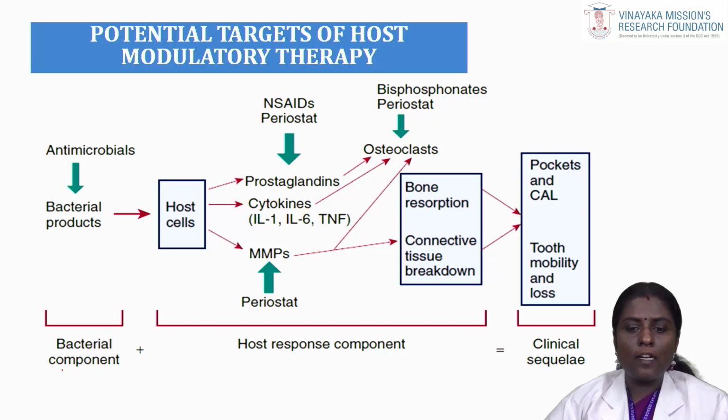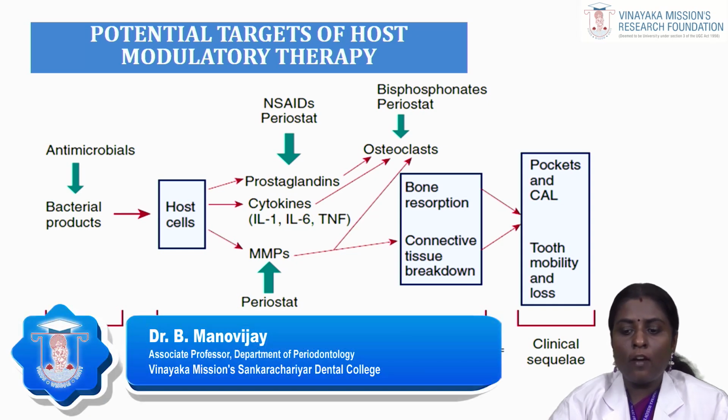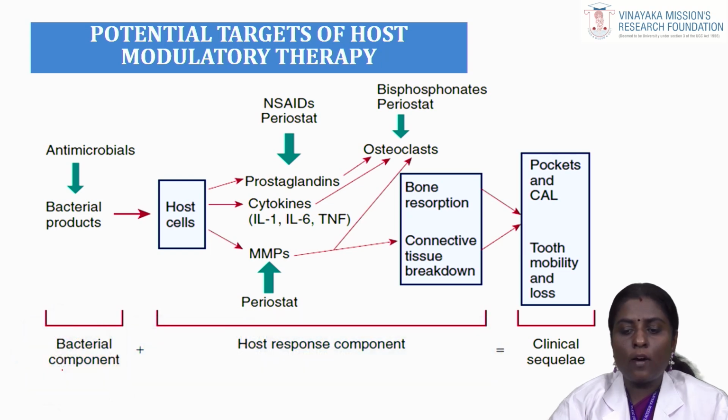So here are the potential targets of host modulatory therapy. Here the bacterial products are dealt with by antimicrobials, and the host cells produce an excessive amount of prostaglandins, and pro-inflammatory cytokines and MMPs, which are addressed by Periostat and also modified by NSAIDs. Bone resorption and connective tissue breakdown are managed by bisphosphonates, and all this will lead to a reduction in pockets and clinical attachment loss. So the bacterial component is dealt with by antimicrobials, the host response component by Periostat or NSAIDs, and bone resorption or connective tissue breakdown by bisphosphonates and Periostat.